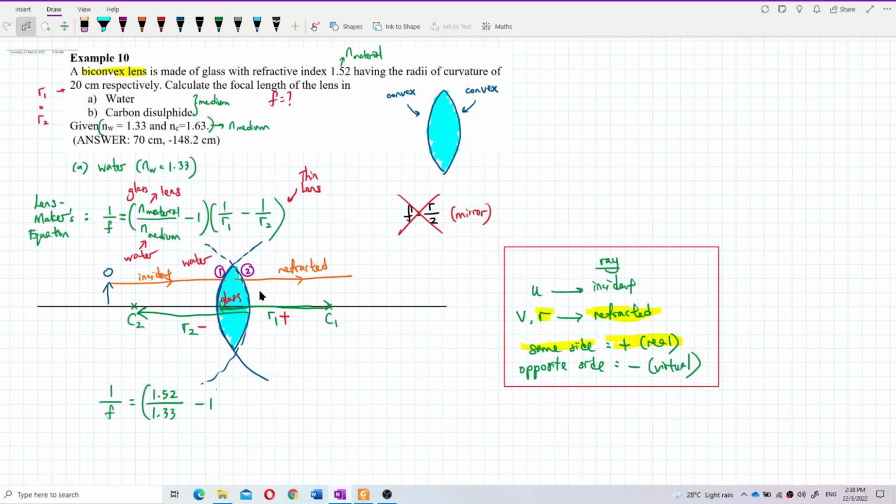So minus 1, and then 1 over R1. R1 is positive, that one is positive 20 centimeter. Positive 20.